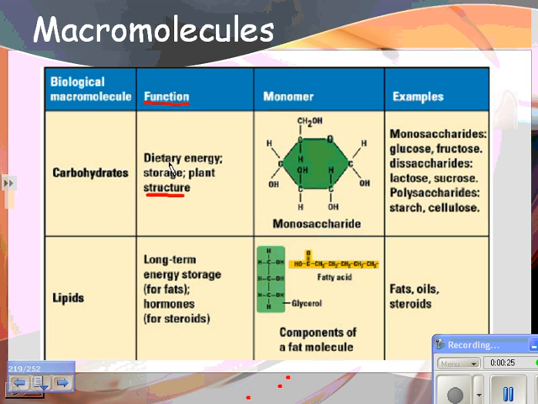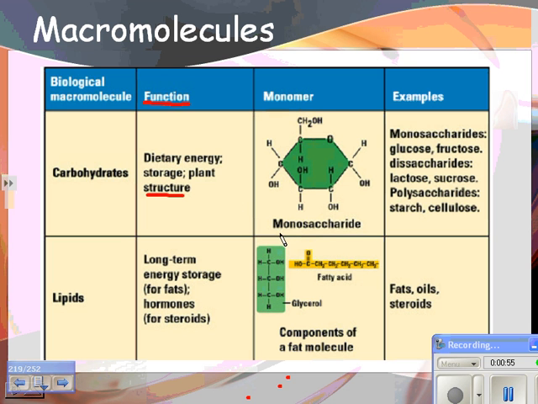So for carbohydrates, the function is dietary energy. So that's what happens when you eat starch or like potatoes or pasta. That's energy for you. Also plant structure. So cellulose is the way that plants have structure. So that's part of their cell wall. Chitin is another one. So that's not in plants though. That's a structural carbohydrate that's found in certain animals like crustaceans and insects. And it's also found in fungi cell walls.